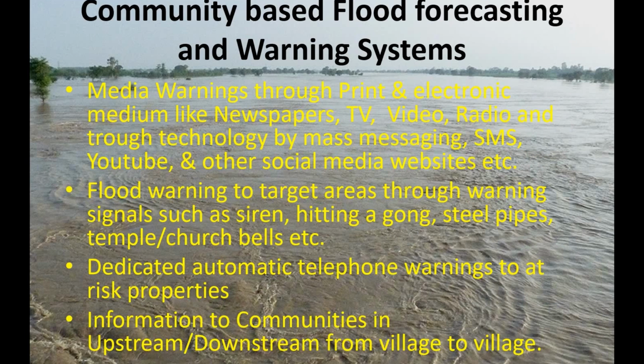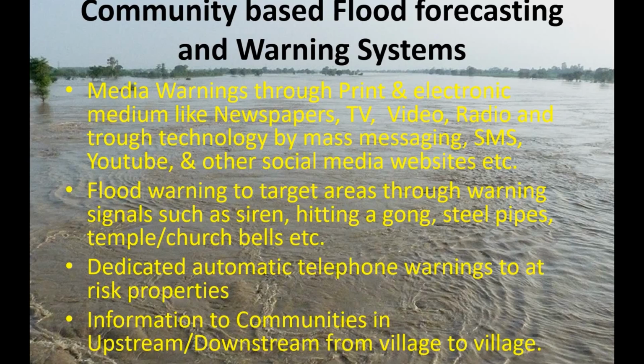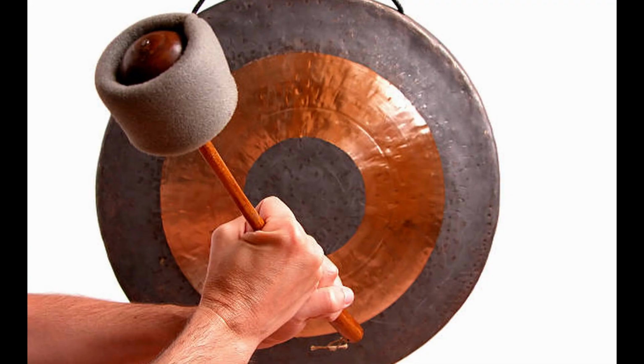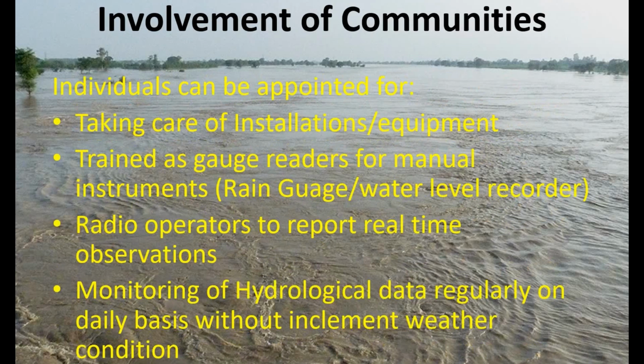Now let's go towards the community-based flood forecasting and warning systems. While tackling floods, the awareness of people is very essential for preventive and mitigation measures. This can be done through media warnings, through print and electronic mediums like newspapers, TV, video, radio, and through technology by mass messaging, SMS, YouTube, and other social media websites, etc. However, for targeted flood warning to target areas, warning signals such as sirens, hitting of a gong, steel pipes, temple/church bells, etc. can be used. Apart from this, dedicated automatic telephone warnings to at-risk properties and information to communities upstream and downstream from village to village is also necessary to save lives and property of the affected people.